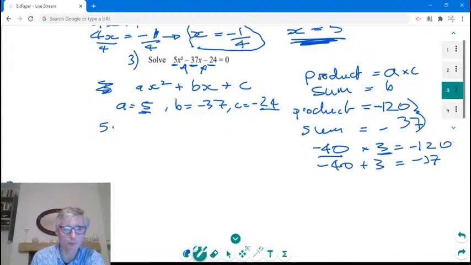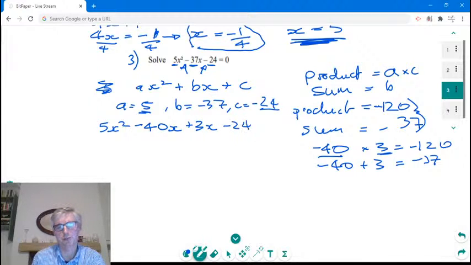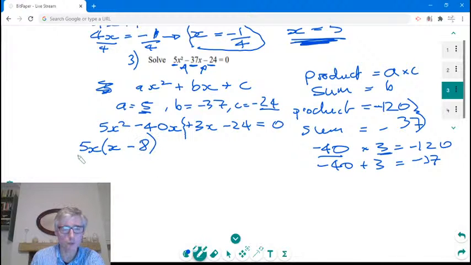So if I do that, I've got 5x squared minus 40x plus 3x, and then we've got minus 24. So there we go, we're going to split it there. And what we're going to do is try and factorise this first half. We can see we've got a 5x as a common factor there. We get an x there, because 5x times x will give us 5x squared. And then we've got just a minus 8, because 5x times minus 8 will give us minus 40.